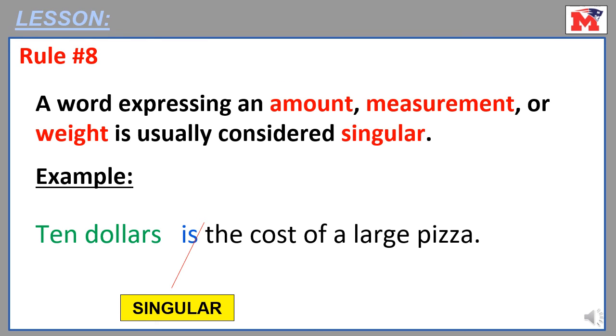Rule number 8 says a word expressing an amount, measurement, or weight is usually considered singular. That one's pretty easy. Just look at the example below. $10 is the cost of a large pizza. So $10, that's an amount, so we treat it like it's just one thing. Think of a $10 bill in this example. So $10, that one amount of money is singular, the cost of a large pizza.